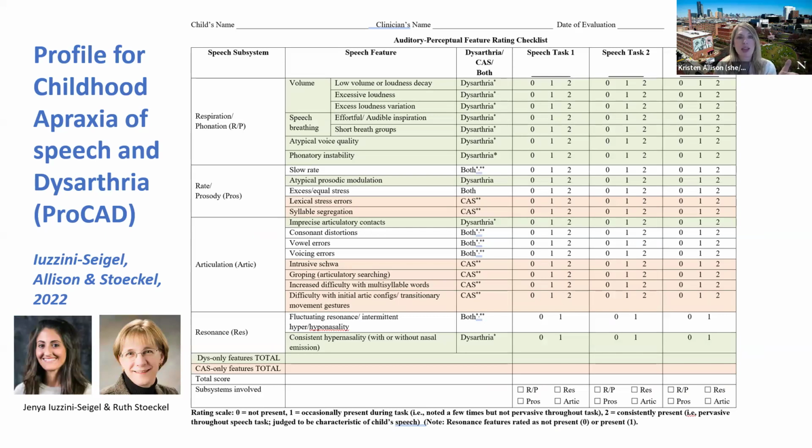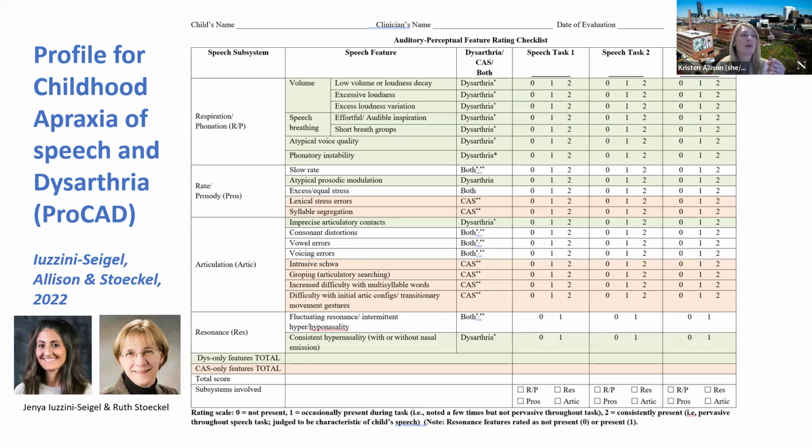And it's designed to help SLPs identify speech features associated with dysarthria in children and CAS in children. So this tool explicitly considers symptoms that are unique to dysarthria, symptoms that are unique to CAS, and features that overlap between the two. The ProCAD also helps SLPs assess a child's speech features across all speech subsystems, which can help with treatment planning. This is particularly important to consider for treatment planning in children with dysarthria, which we will discuss more later.